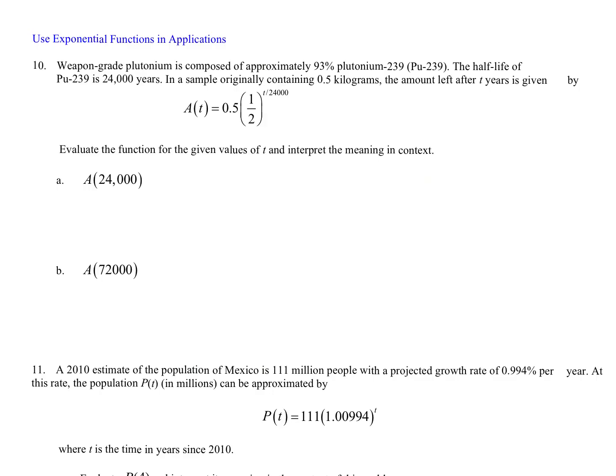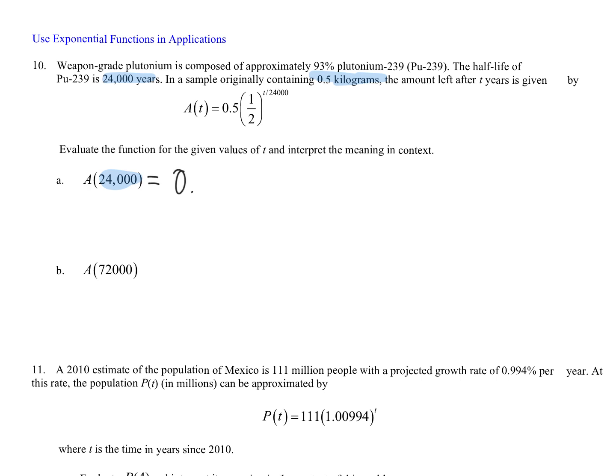All right, so here are some other type of application problems we can have. It says weapon-grade plutonium is composed of approximately 93% plutonium-239. The half-life of Pu-239 is 24,000 years. In a sample originally containing 0.5 kilograms, the amount left after t years is given by A at t equals 0.5 times 1/2 raised to the t divided by 24,000. Evaluate the function for the given values of t and interpret the meaning in the context.